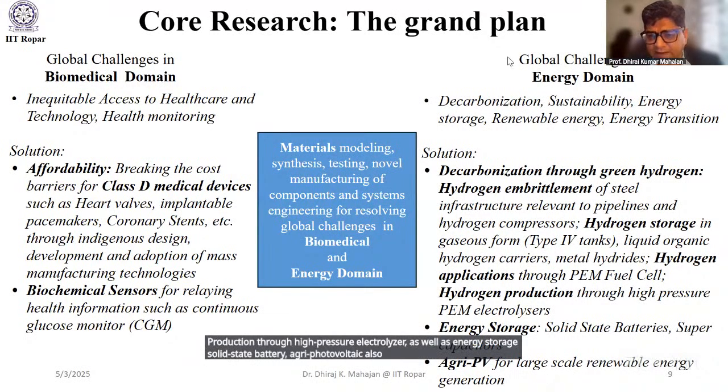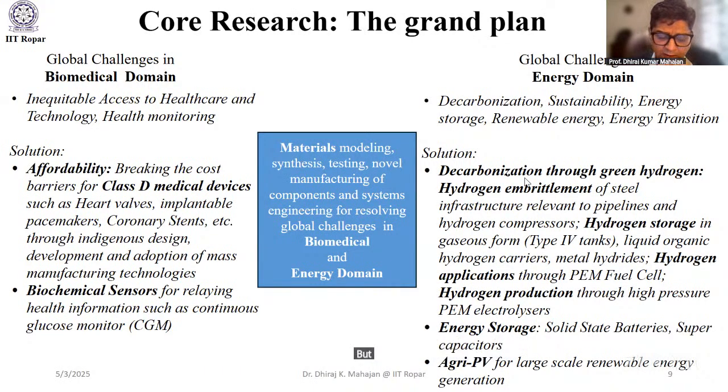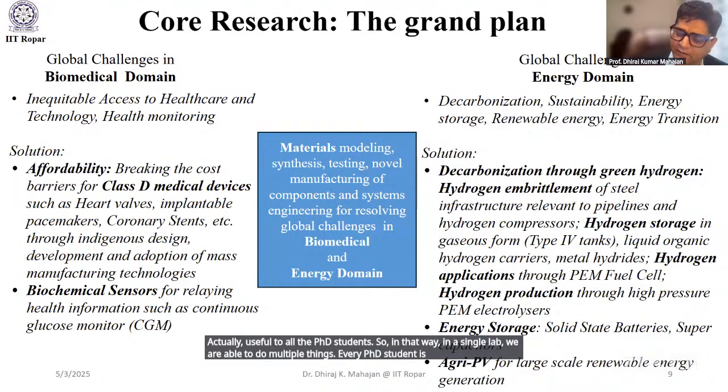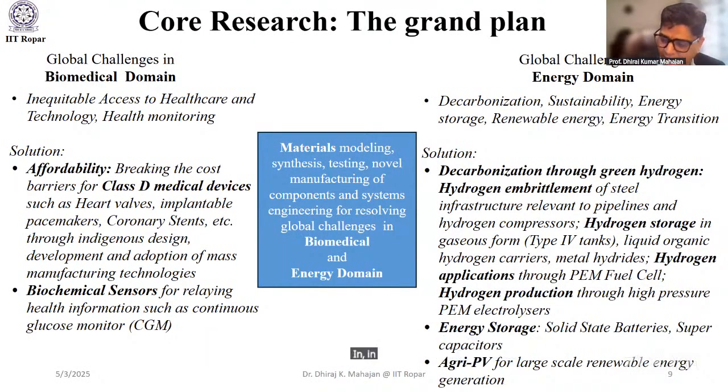So you see that I have a widespread of areas to work on, but with a good flow of PhD students, we can pick individual problems for each of these students, and the lab is like an interdisciplinary lab where every student has access to the common resources which are useful to all the PhD students. So in a single lab, we are able to do multiple things. Every PhD student is doing a different topic in various domains. So it becomes a very creative and interdisciplinary lab that I'm able to run here.